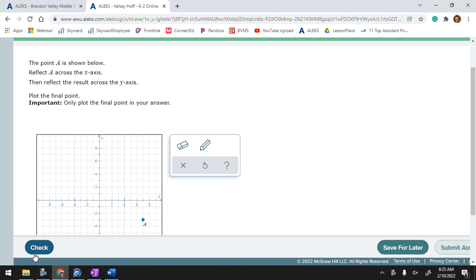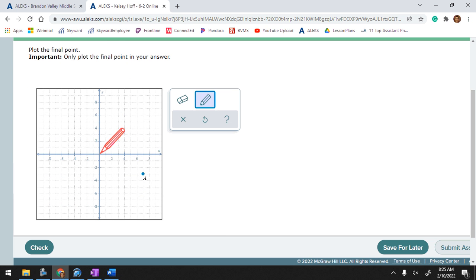Now, this one you got to read carefully. Point A is shown below. Reflect A across the x-axis, then reflect it across the y-axis. Plot the final point. Only plot the final point in your answer. So this time we have to do two reflections. First, it says across the x.